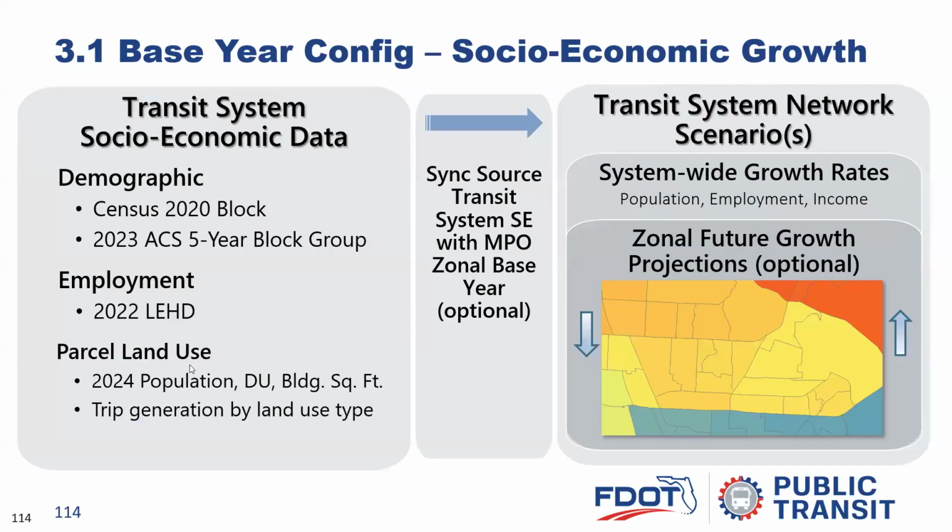Okay, so the next component of this is socioeconomic growth. To think about this, we have to define our SE data again, right? For the transit system, we have our Census 2020 block demographics, 2023 ACS 5-year block group demographics, our employment data, which is actually the 2022 LEHD, and then land use data for the 2024 population. So there are a couple of components of this.